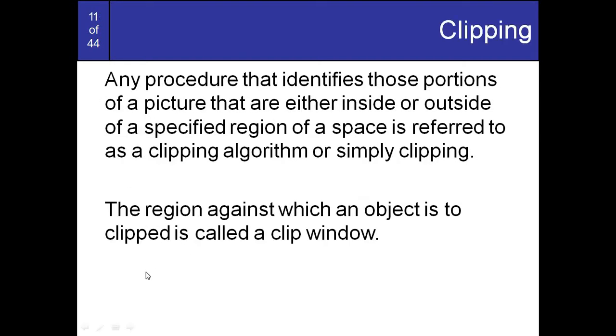Any procedure that identifies those portions of a picture that are either inside or outside of a specified region of space is referred to as a clipping algorithm, or simply clipping. The region against which an object is to be clipped is called a clip window. The area of the image which comes inside this clip window is retained, and the area of the image that is outside this clip window is ignored.